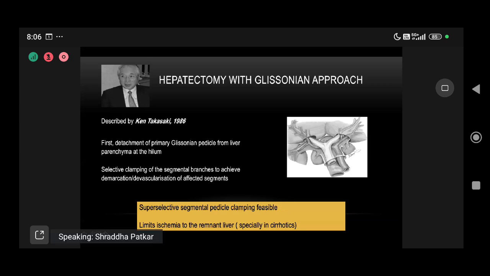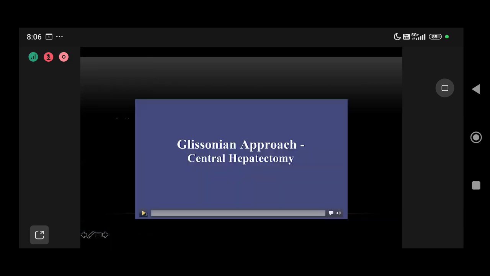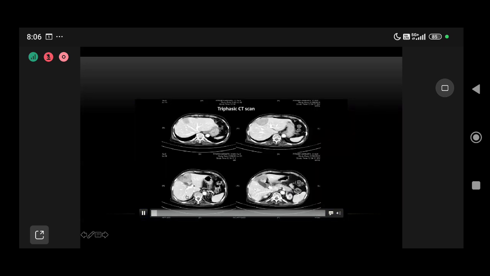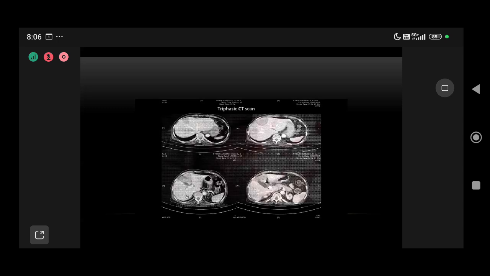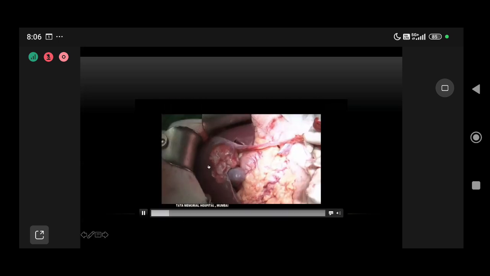This helps you to give a good oncological clearance as well as limit the amount of liver that you need to remove. So Glisonian approach can be done for any kind of tumor. It can be done for right, left. It is well suited for centrally based tumors because you get good access to the porta.